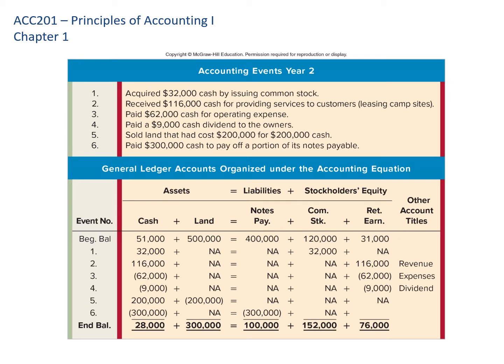Transaction three, we paid 62,000 cash for operating expenses. So now cash is leaving the business, so cash decreases, and retained earnings decrease. Revenues pull retained earnings up, expenses pull it down.